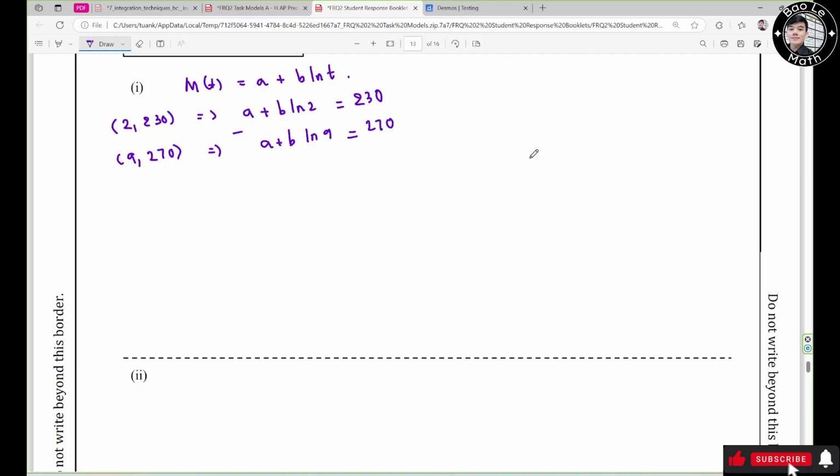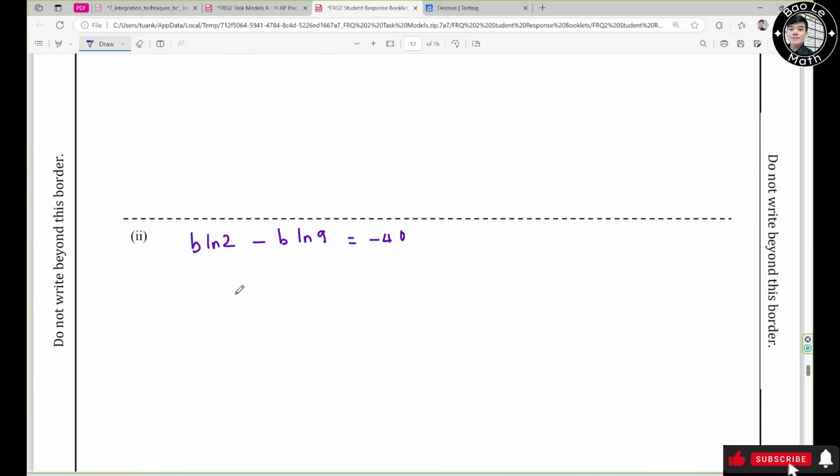When it comes to the logarithmic function, you need to do subtraction. So a subtract a is going to be 0, right? So I have b natural log of 2 subtract b natural log of 9 equals 230 subtract 270, which is going to be negative 40, right? Now I'm going to factor b out. So I have b times natural log of 2 minus natural log of 9 equals negative 40, right? So b equals negative 40 divided by natural log of 2 minus natural log of 9, right?